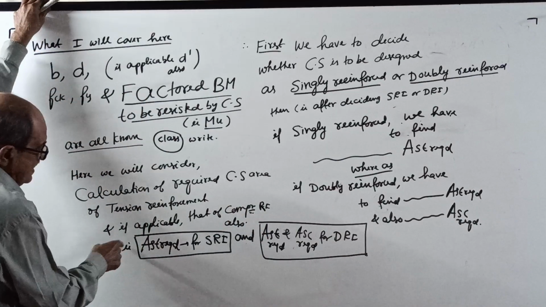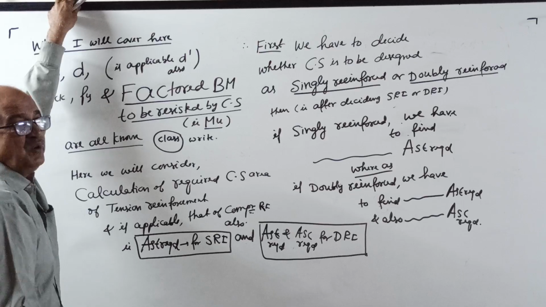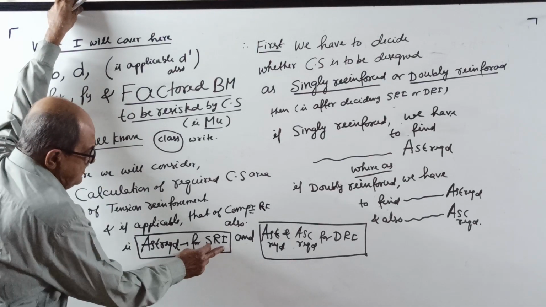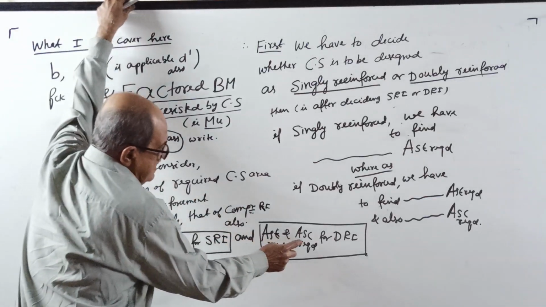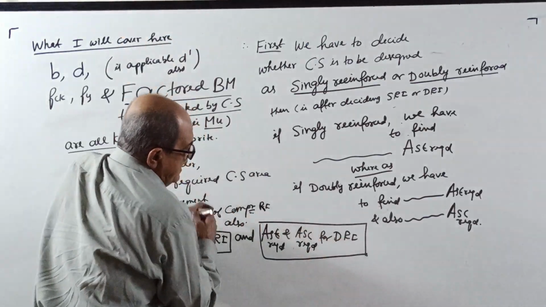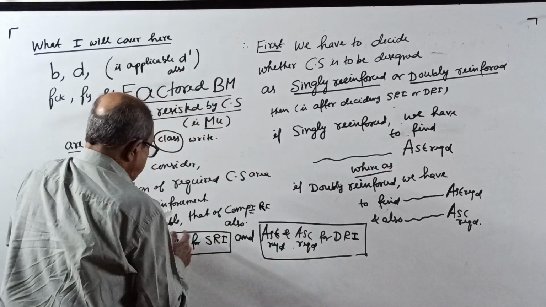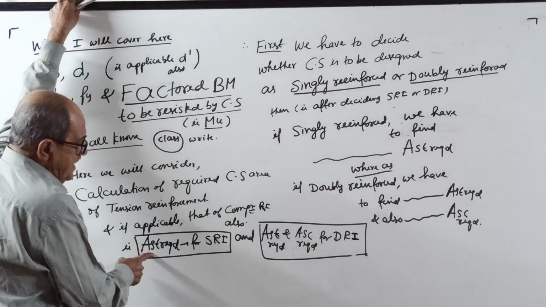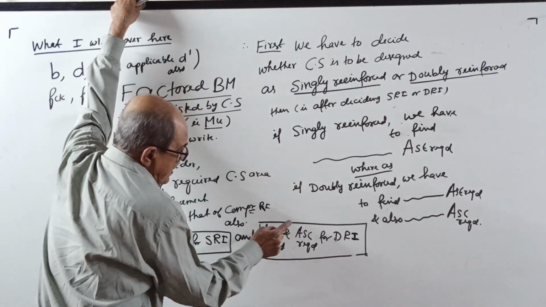That means AST required, short form, so in future I won't waste time. SRI means singly reinforced, and DRI means doubly reinforced. So if singly reinforced, how to find AST required, and if doubly reinforced, how to find AST required and ASC required.